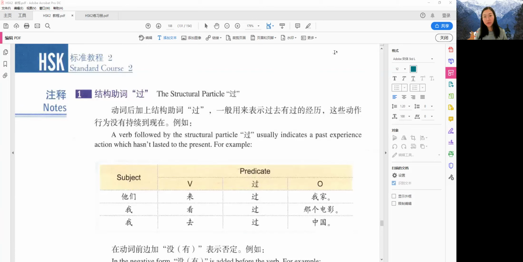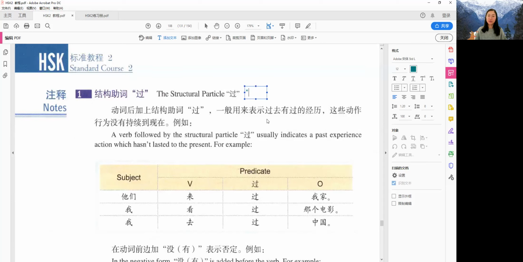Today we will continue lesson 14. First, we are going to take a look at the notes. Notes 1, how to say this character. That's 过, correct. The pinyin is guò. It's the fourth tone, 过.